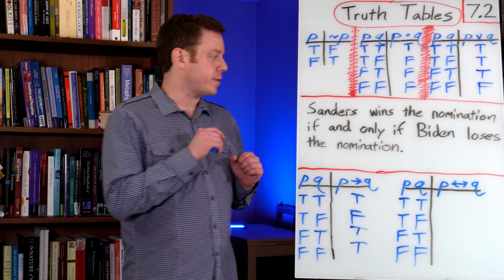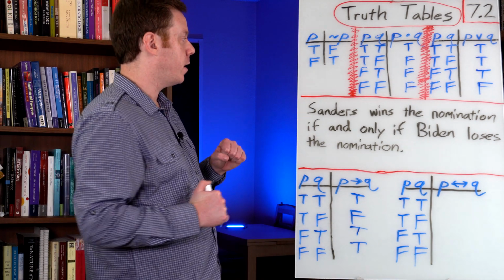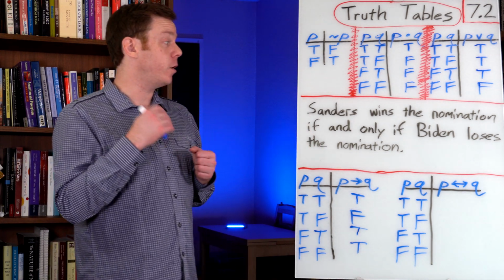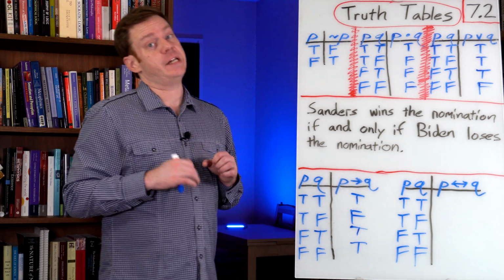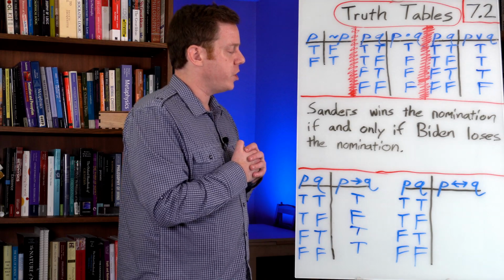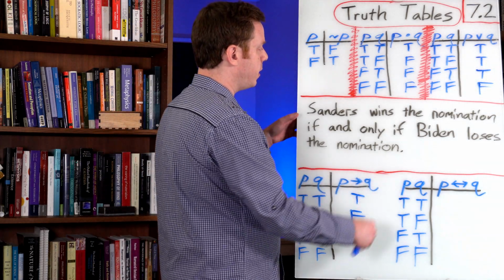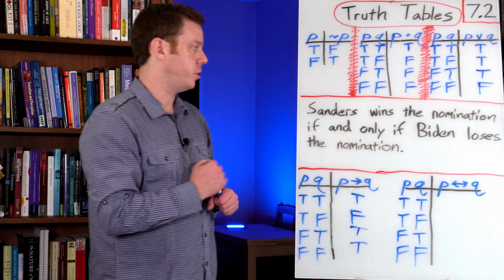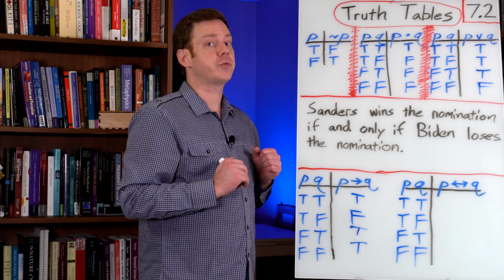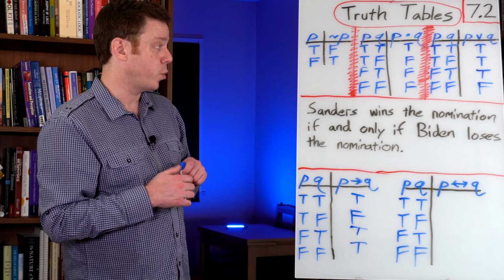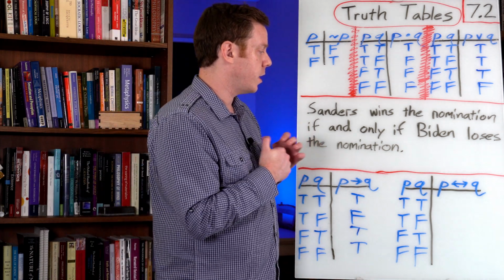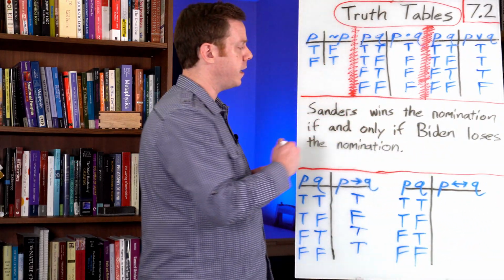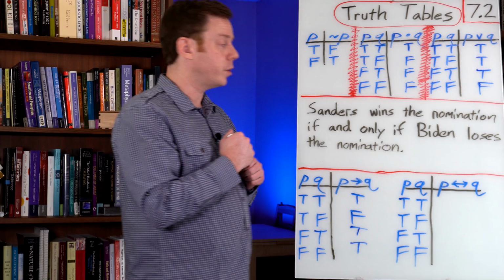Finally, let's look at biconditionals. We have this example up here. Sanders wins the nomination if and only if Biden loses the nomination. Okay, what do we do with that? So P will be Sanders wins the nomination, and Q will be Biden loses the nomination. Well, let's say both of those are true. Let's say it's true that Sanders wins, and it's also true that Biden loses. Well, is the whole thing going to be true or false? Well, it's going to be true.